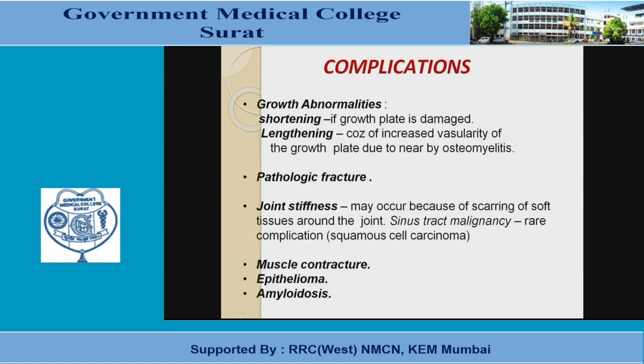So which are the complications? Most common is growth abnormalities, because they are near the physes, which are the growing ends of the bone. Infective involvement of the physes is associated with growth disturbances. If it is infected and necrosed, then it is associated with shortening, and lengthening if there is increased vascularity of the growth plate due to the nearby osteomyelitis. So reactive hyperemia in the region of the physis is associated with lengthening.